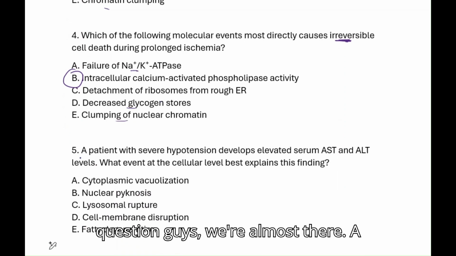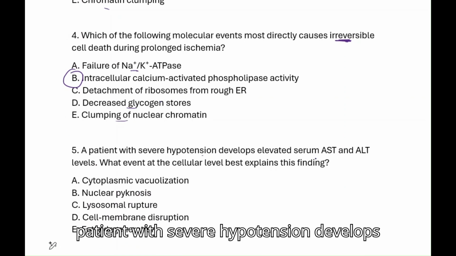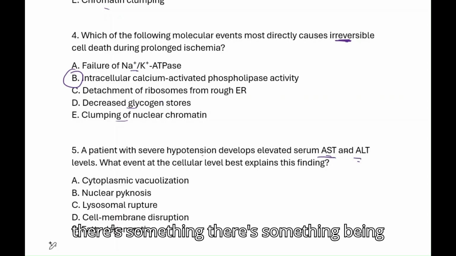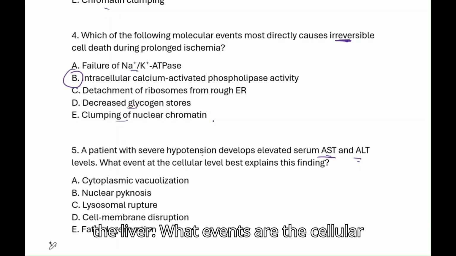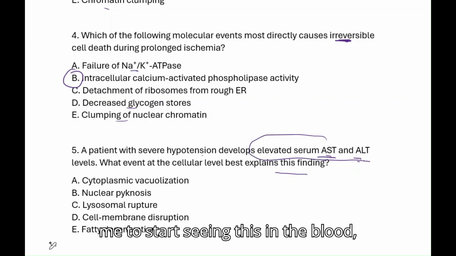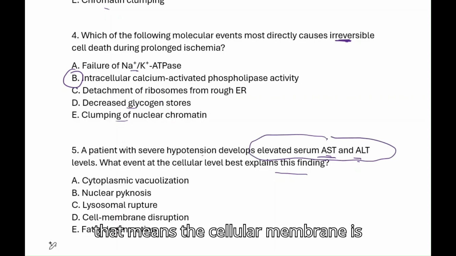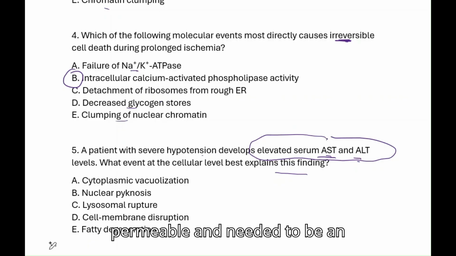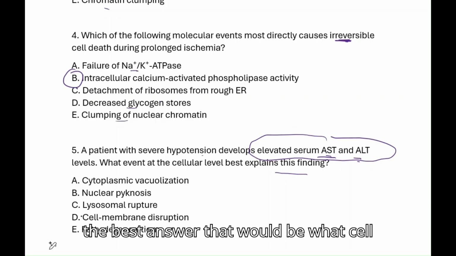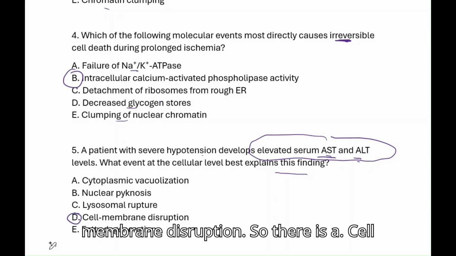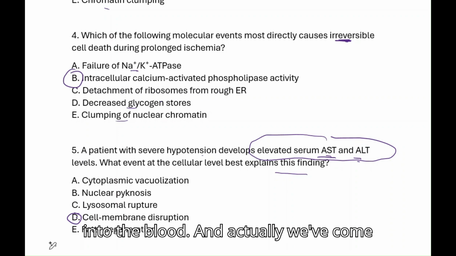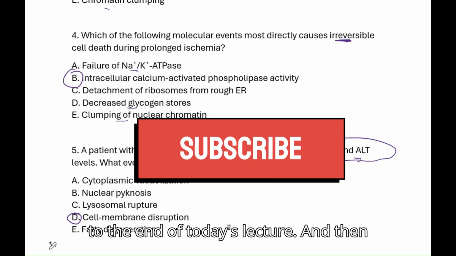We're almost there. A patient with severe hypotension develops elevated AST and ALT. So that means something is being injured somewhere, and that sounds like the liver. What events at the cellular level best explain this finding? For me to start seeing this in the blood, that means the cellular membrane is permeable, and it's going to be an irreversible cellular injury. So I think the best answer there will be cell membrane disruption. So there is cell membrane permeability, thereby allowing those enzymes to escape into the blood. And I think we've come to the end of today's lecture.